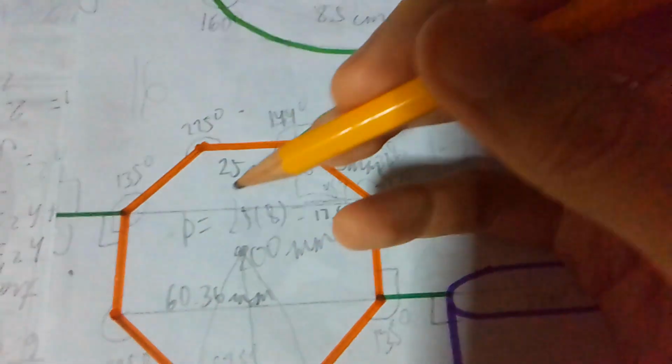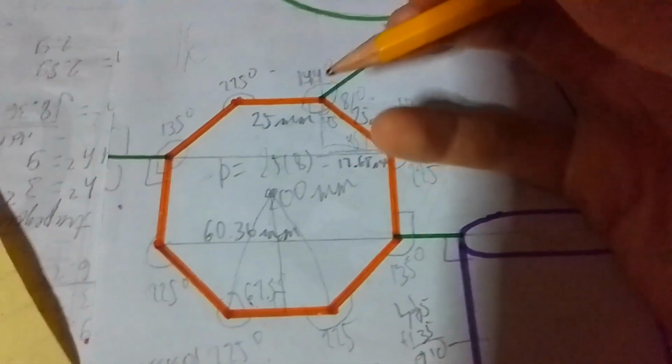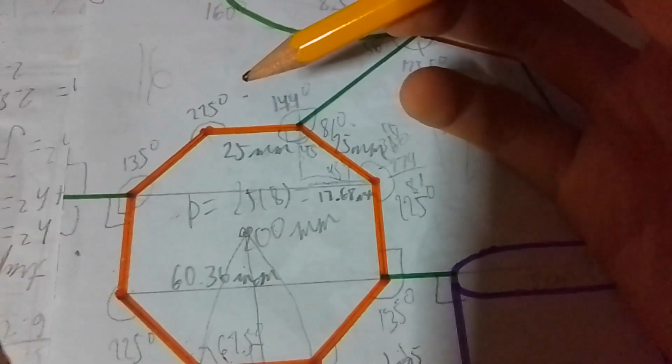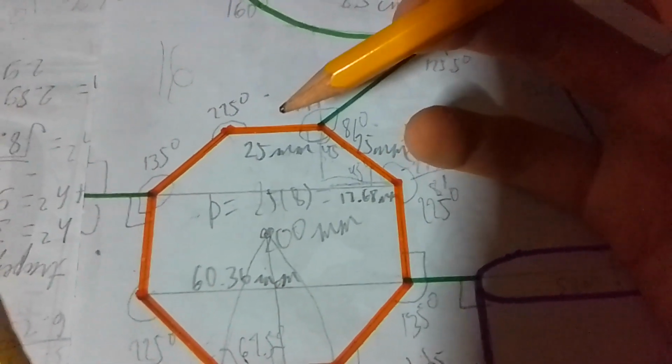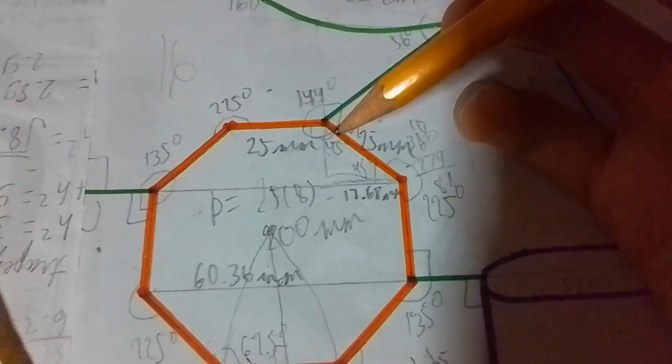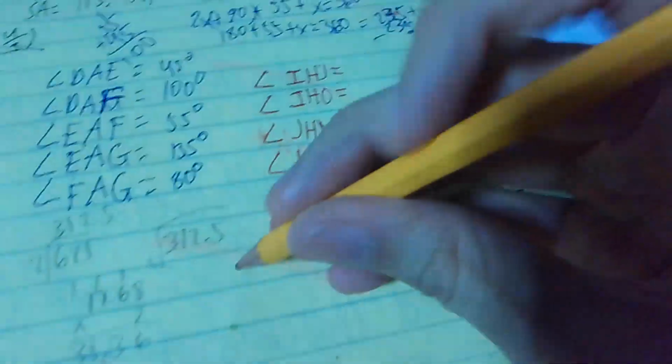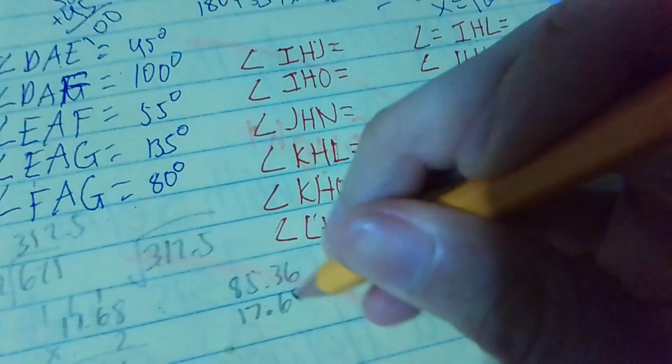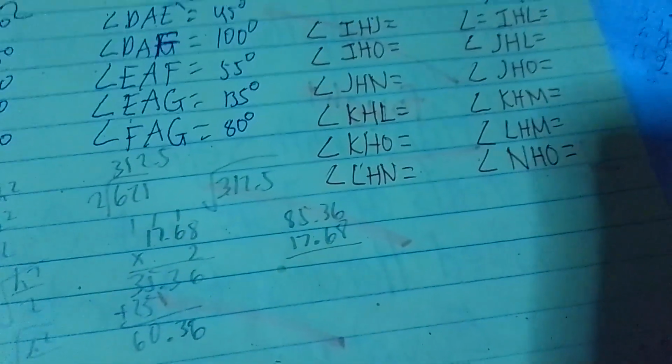Now let's solve for the area. You already know it's the short base plus the long base. If we sum this up together, we should get 85.36. Then 85.36 times the height, which is 17.68. This might take a long time to solve by hand. Para mas mabilis, gagamitin ko yung calculator.